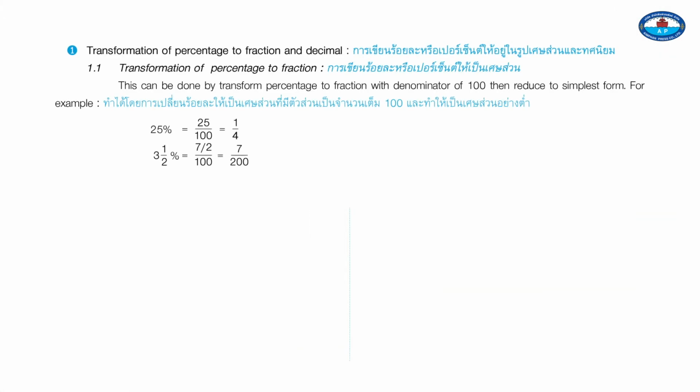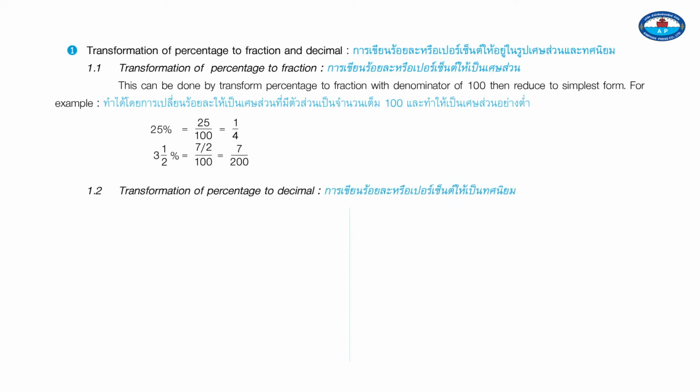1. Transformation of percentage to fraction and decimal. 1.1. Transformation of percentage to fraction. This can be done by transforming percentage to a fraction with denominator of 100, then reduced to simplest form. For example, 25% equals 25 over 100 equals 1/4. 3.5% equals 7 over 2 over 100 equals 7 over 200.